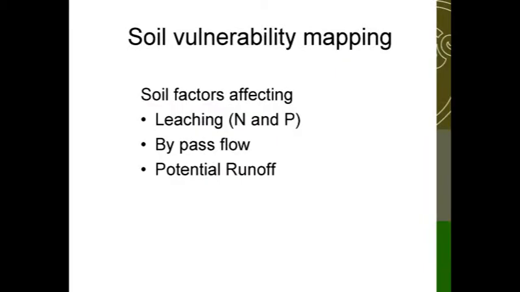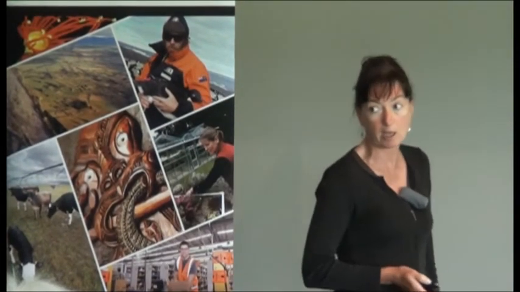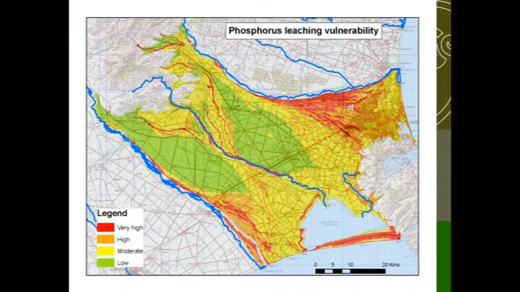On soil vulnerability mapping, some of you will have seen this. We did this for Environment Canterbury a number of years ago. And we've looked at N and P leaching, bypass flow, and potential runoff. And just a quick look at one of those maps. This is the P leaching vulnerability, which Sam will come back to in the next section. And you can see there are some areas here of very high leaching risk. This is leaching, not runoff. I've separated the 2. We're actually talking about the P going down here, and then the areas through here where it's of lower risk.